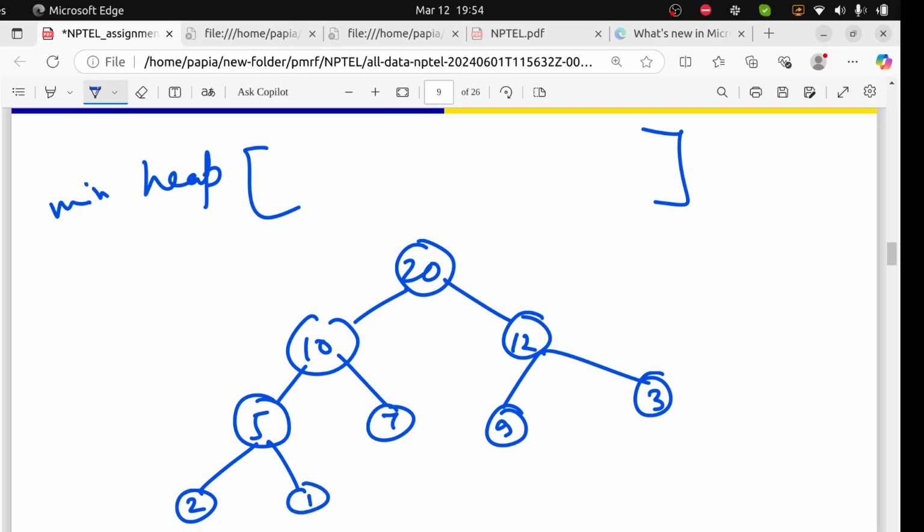Ma'am, this is not a min heap, right? Because the minimum value should be on the root. Min heap, max heap. Wait, I was a little bit confused. Min heap, max heap. Before, you told that in a min heap the root node should have the least value. No, min heap is this one only.